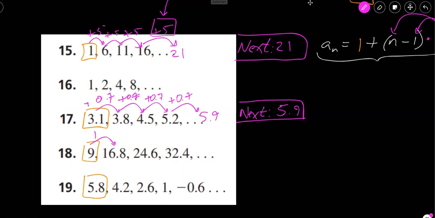Similarly, on number 18, I'm adding 7.8 each time, which means if I want to go from 32.4 to the next position, I'm just going to add 7.8. 32 plus 7 is going to be 39. 0.4 plus 0.8 is going to be 1.2. So it's going to be 40.2.